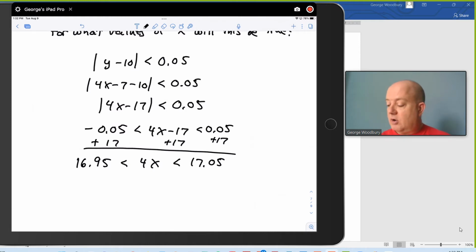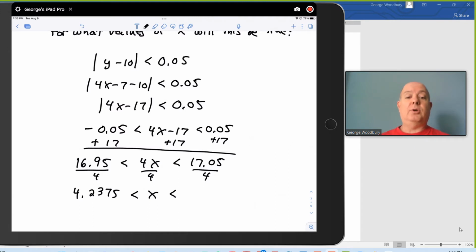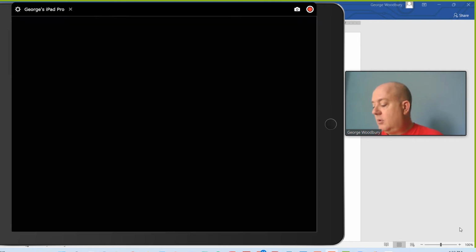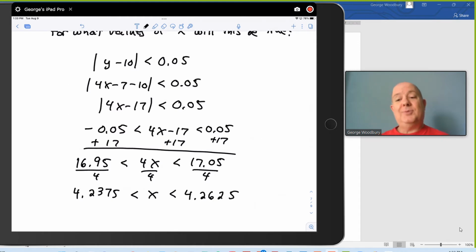Finish by dividing all three branches by 4. Let's see, 16.95 divided by 4 gives us 4.2375. That's less than x. And then dividing 17.05 by 4, that's 4.2625. I better check that arithmetic just to make sure.